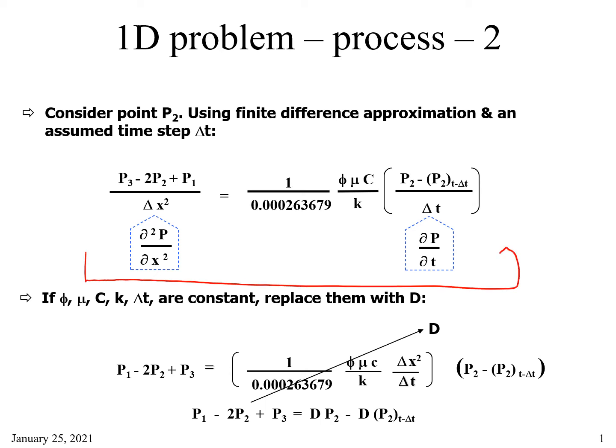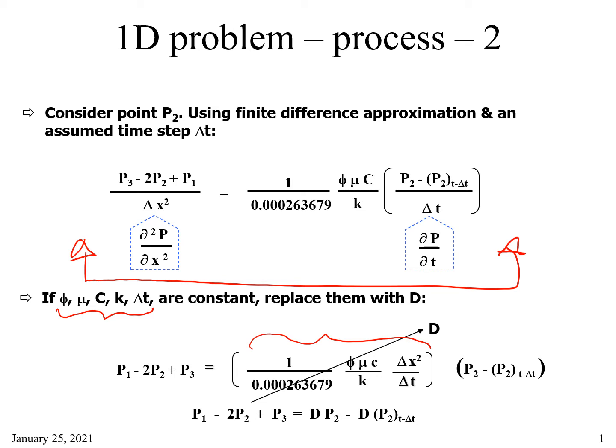We stopped here in the previous video, and now we proceed with this. We're going to assume these guys are constant, and instead of carrying these all over the place, we're going to replace all of that with D, just for brevity in the nomenclature, right?